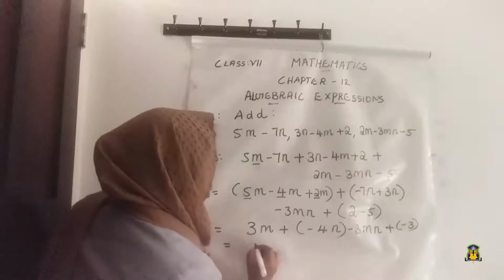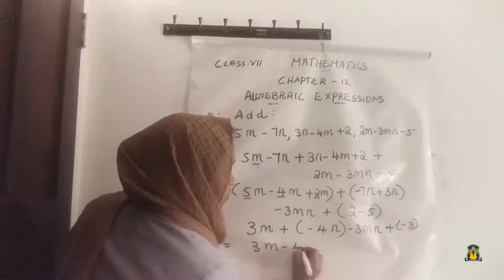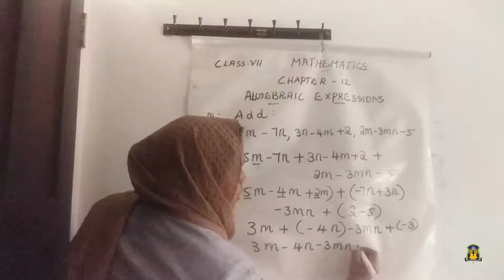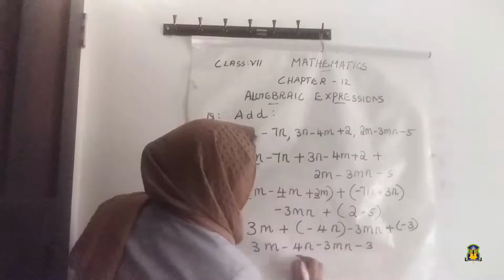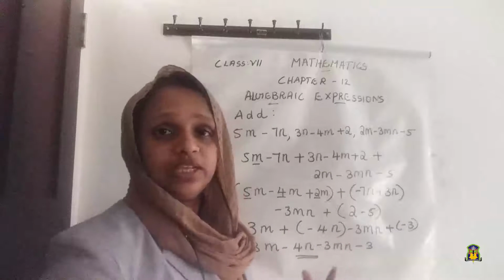So, that is equal to 3m plus into minus, minus 4n minus 3mn, then again plus into negative, negative 3. So this is our final answer. All are unlike terms, so we can stop here.